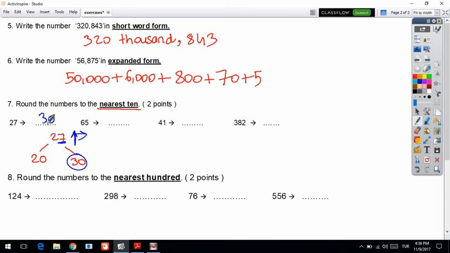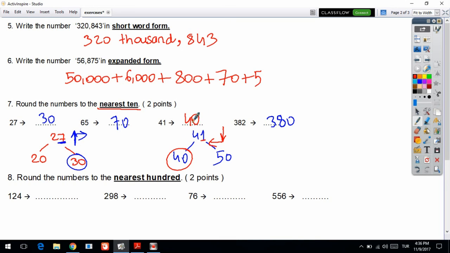Okay, let's see another one. 2 questions are enough for you to solve the question, but I write these answers, 70 and 380. Then let's see this one, 41. First write your number between 2 numbers, 40 and 50. Which one is your answer? Let's look at the ones digit. 1 is smaller than 5, so we round down. When we round down, you move to the left, and your answer must be 40.